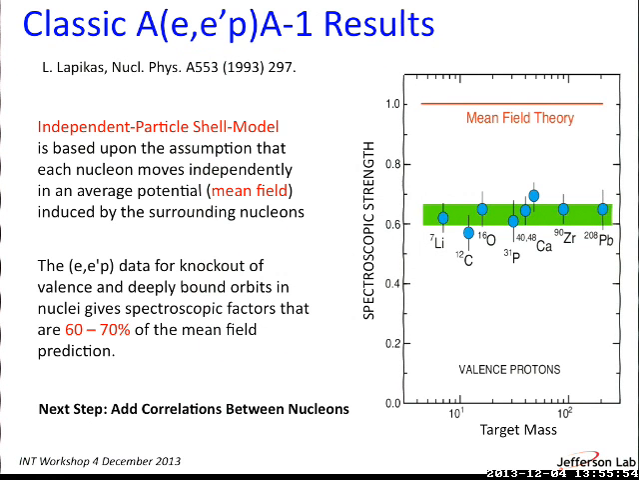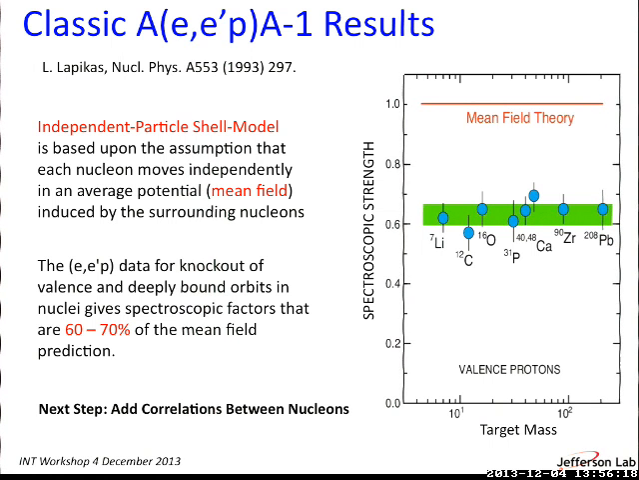A result I always thought was just classic and often repeated. Let's take a nucleus A, do (e,e'p). So I'm going to come in with my electron, knock a proton out. I'm going to leave the system in a bound state. So carbon-12, for example, going to boron-11.